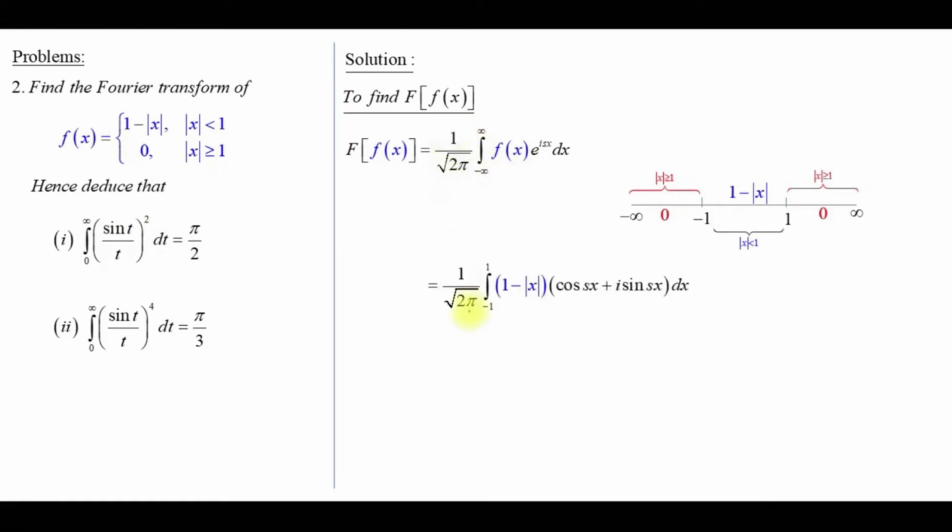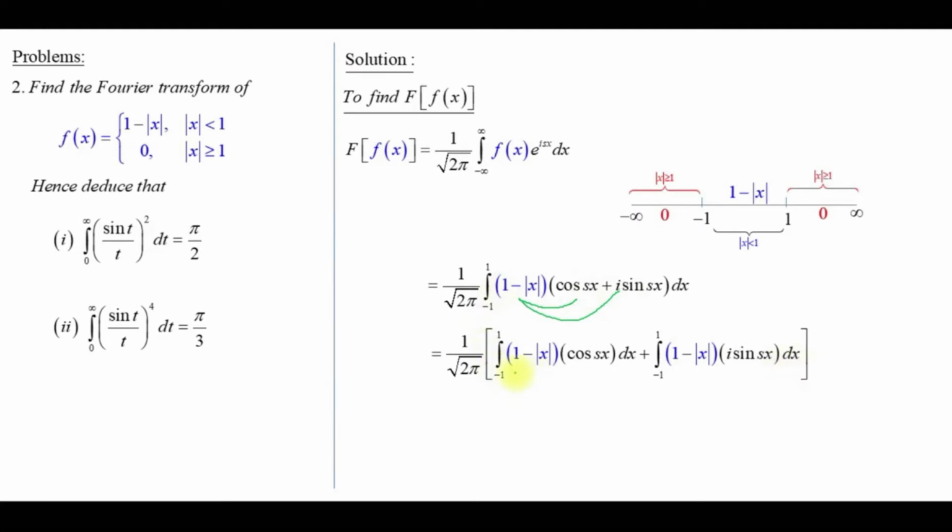So, 1 divided by square root of 2 pi, integration from minus 1 to plus 1. In minus 1 to plus 1, f of x equals 1 minus mod x. Next, e power isx is cos sx plus i sin sx, into dx. Next, split this term into two parts. So this equals 1 divided by square root of 2 pi, integration from minus 1 to plus 1 of (1 minus mod x) into cos sx dx, plus integration from minus 1 to plus 1 of (1 minus mod x) into i sin sx dx.